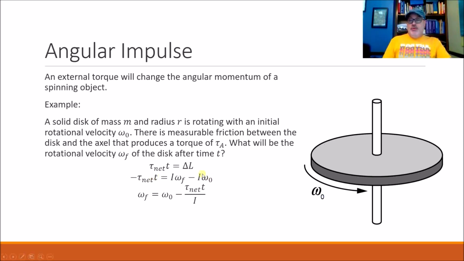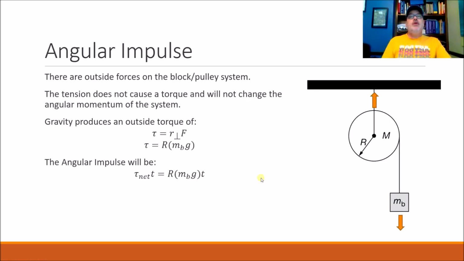And so all we do is solve for our final angular velocity. And it's as simple as that. Here's another example where we have some forces that produce an angular impulse and some forces that don't.